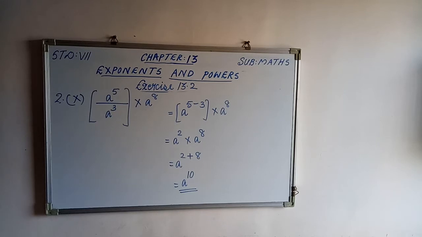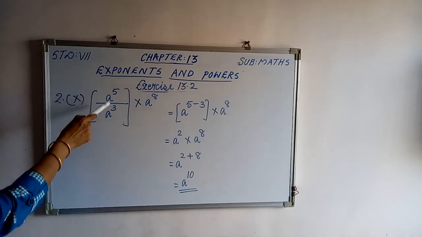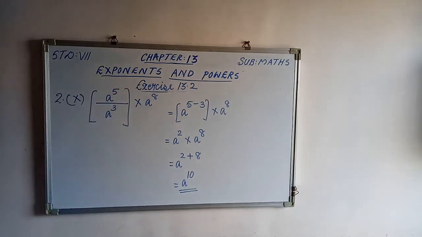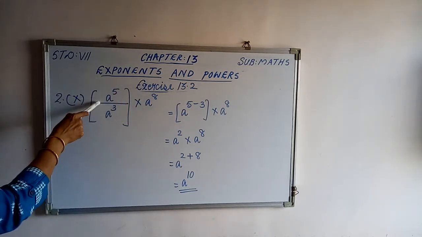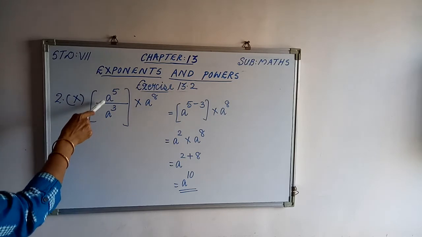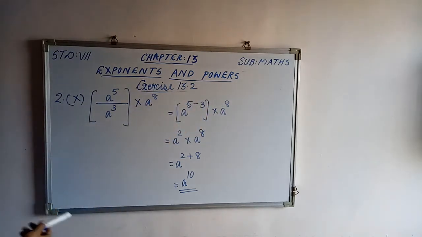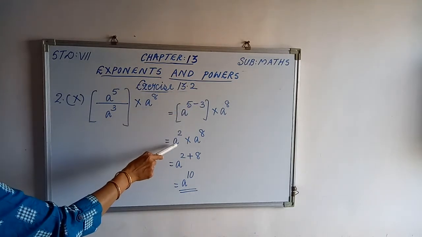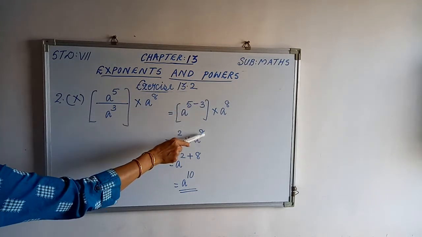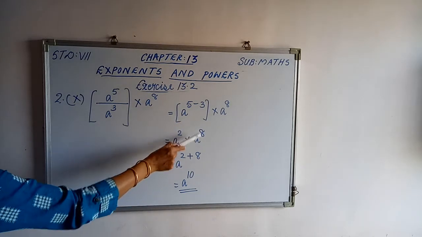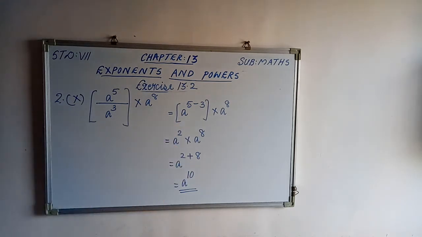10th one. a raised to the power 5 upon a raised to the power 3, multiplied by a raised to the power 8. This is given in bracket, so you solve this first. a raised to the power 5 minus 3, multiplied by a raised to the power 8. 5 minus 3, it is 2. So a squared multiplied by a raised to the power 8. A common base, 2 plus 8 will give you 10. So a raised to the power 10 is the answer.